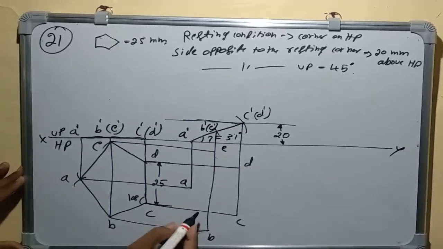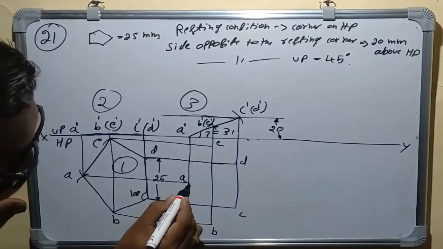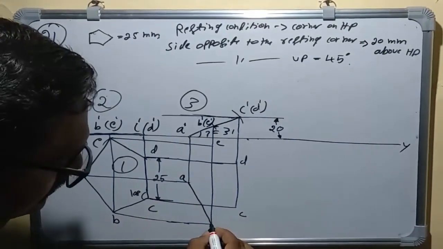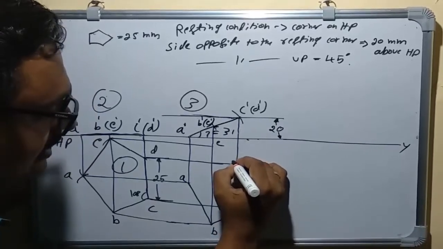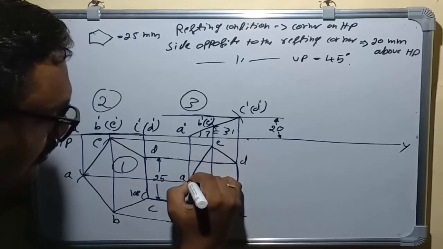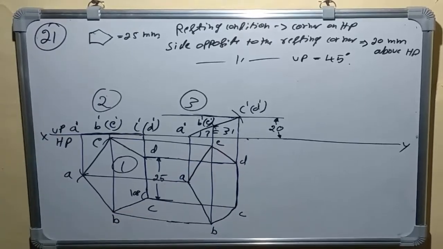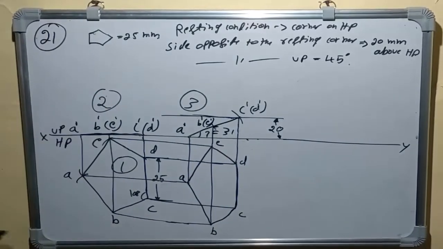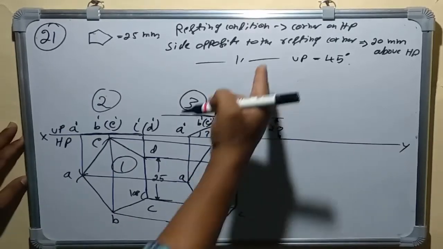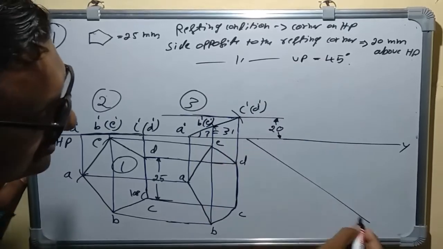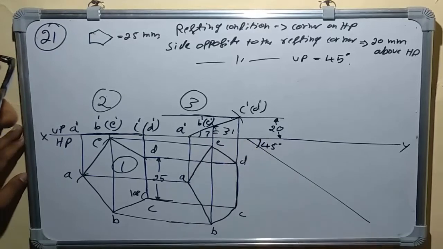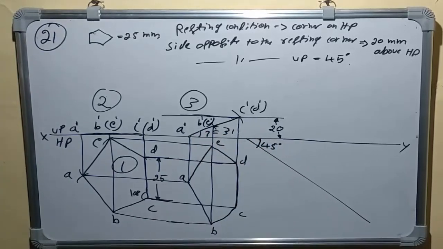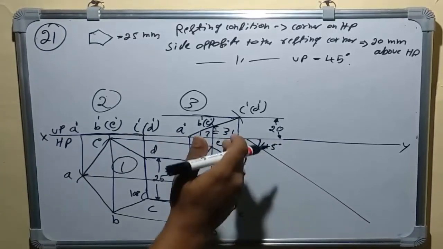Now join all the corners with the visible line: A to B, B to C, C to D, D to E, and back to A. Okay. After joining, for the next step, the side opposite to the resting corner is CD. This CD we need to make 45 degrees with VP. So measure 45 degrees, take the reference point, and passing through it draw a line; the angle should be 45 degrees. On this line the CD should be placed.